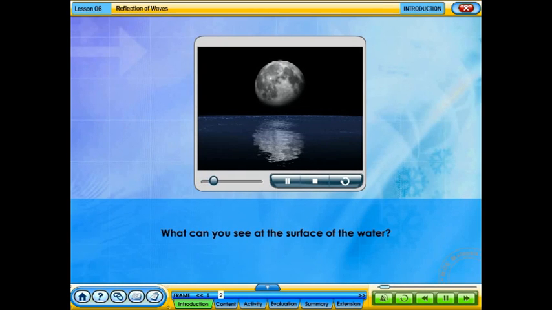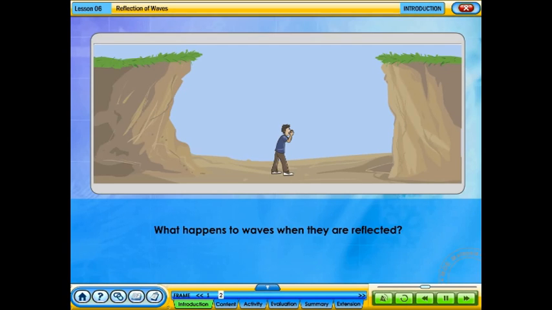What can you see at the surface of the water? The surface of the water shows the reflection of the moon. What happens to waves when they are reflected? When you let out a shout in a canyon, what do you hear? Echoes can be heard. How are echoes produced?